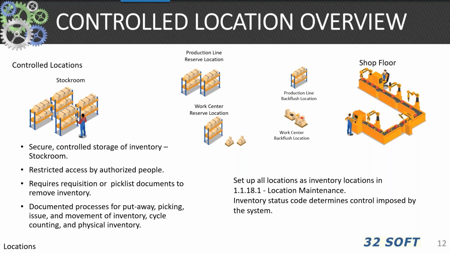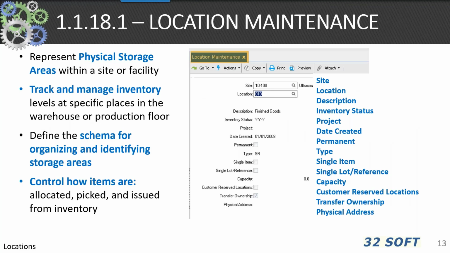Set up all locations as inventory locations in 1.1.18.1. Notice the change in the menu selections. It's one of the things that will hit you as you move to production orders. The 1.1.18.1 location maintenance is used to define and specify areas within a particular site where inventory is stored.